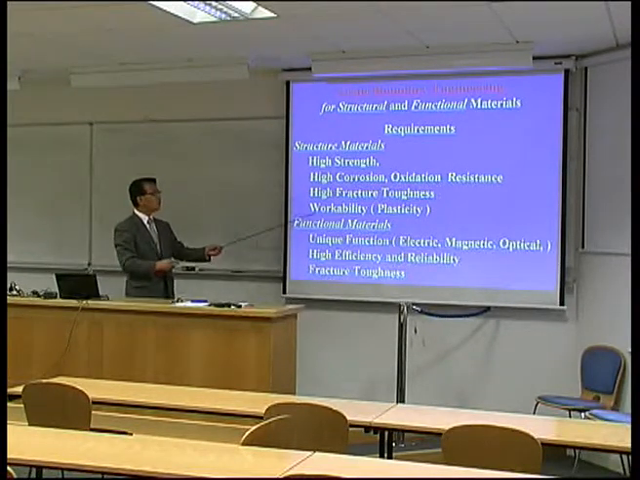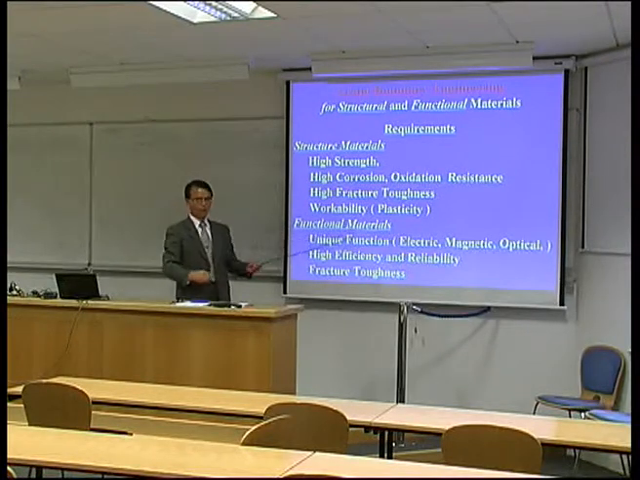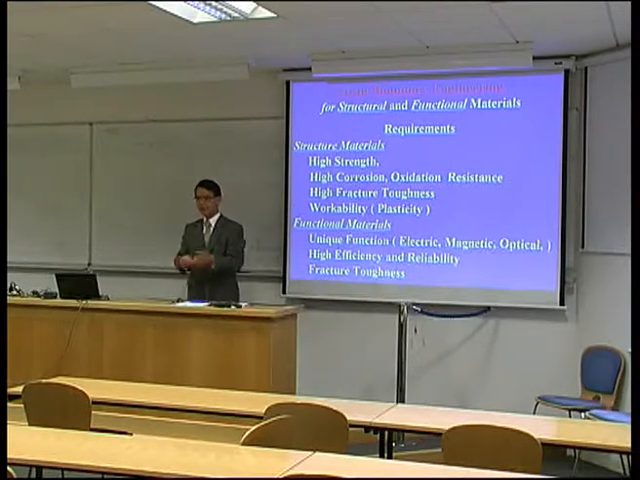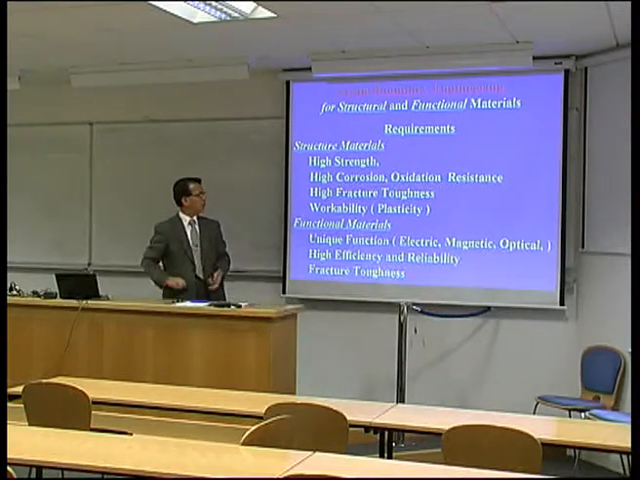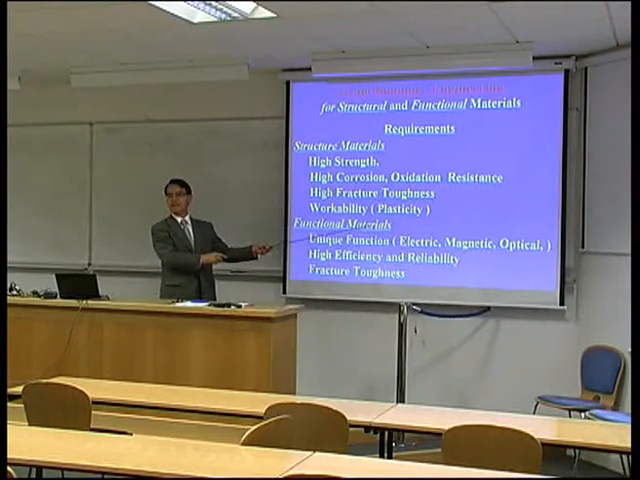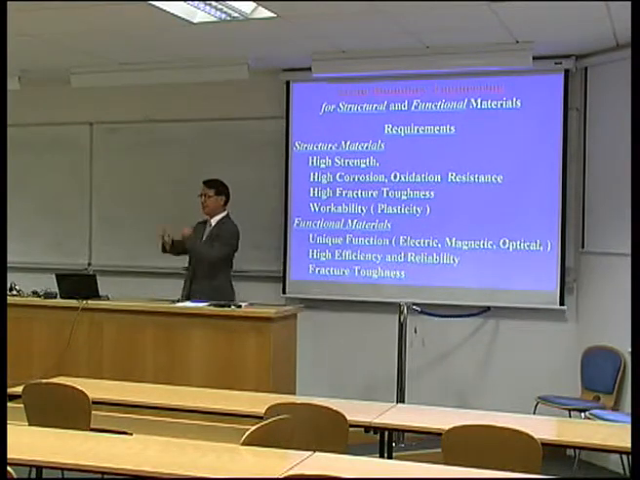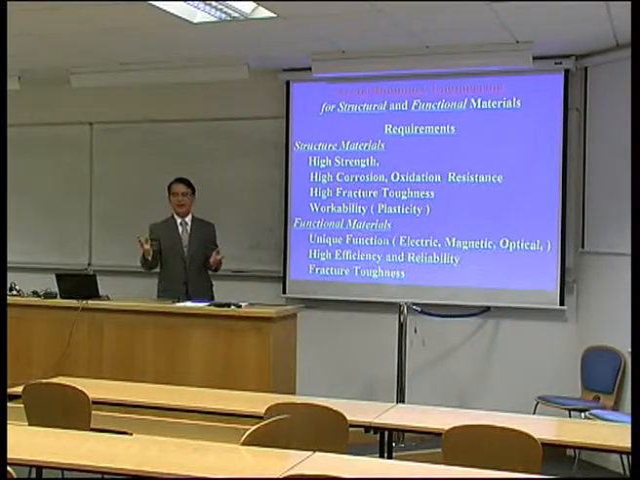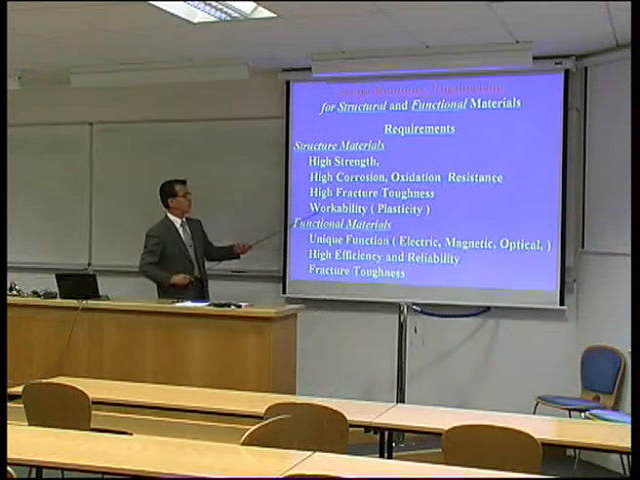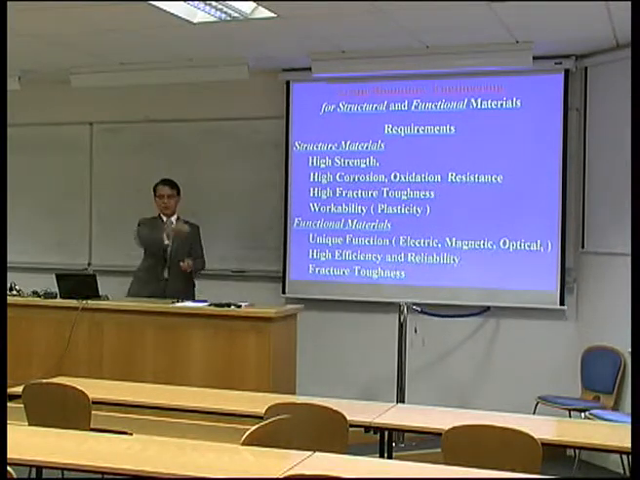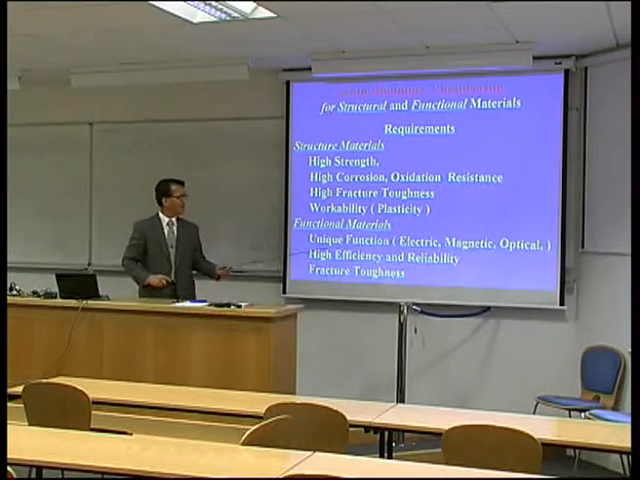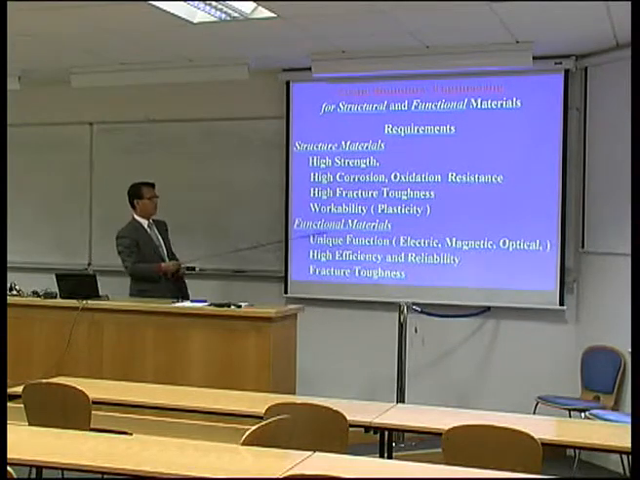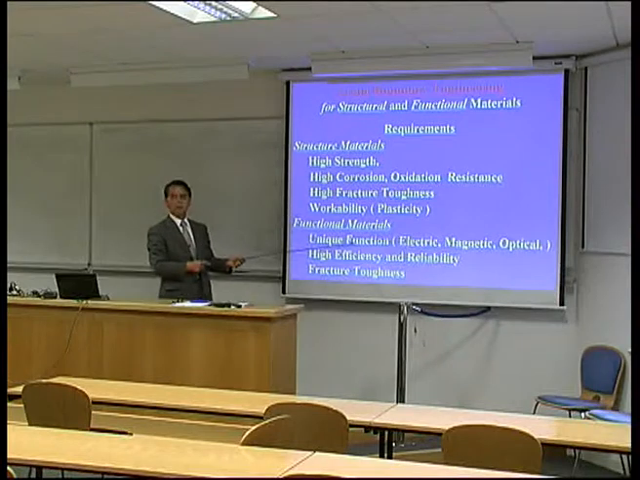Also, of course, to process or to produce material for a specific usage, we need workability or plasticity. Otherwise, like with ceramics, we have to produce parts only as net-shape designs. But anyway, we need workability. Otherwise, we cannot even cut the material. This is very important. Of course, in the case of functional material, the uniqueness of function is very important.